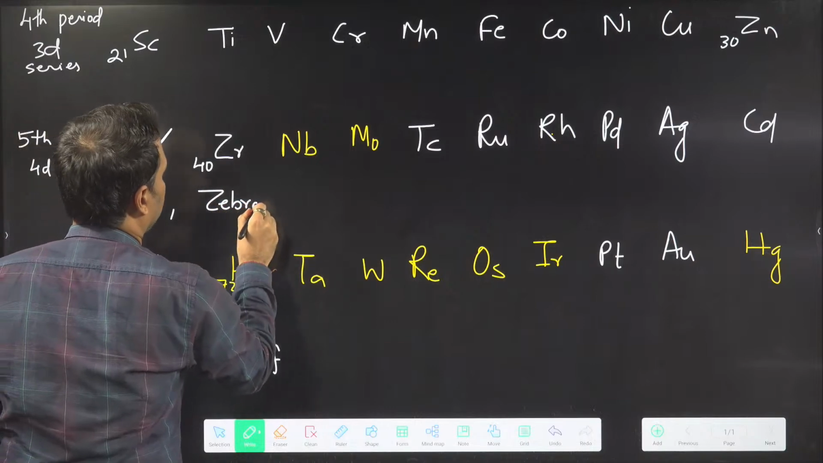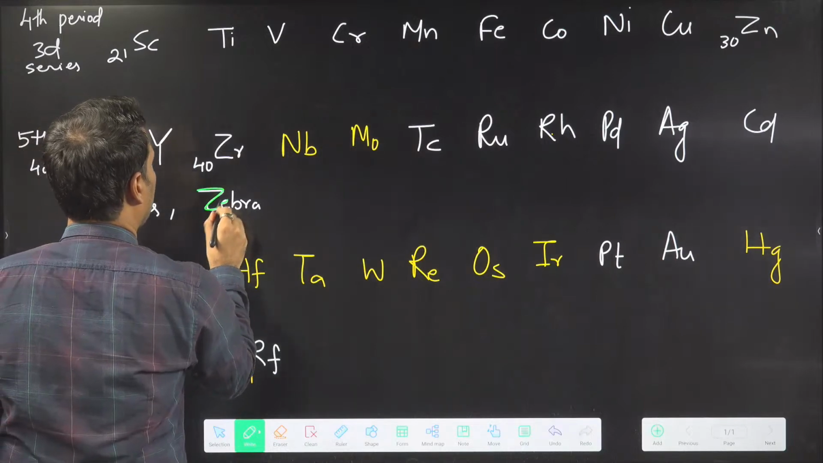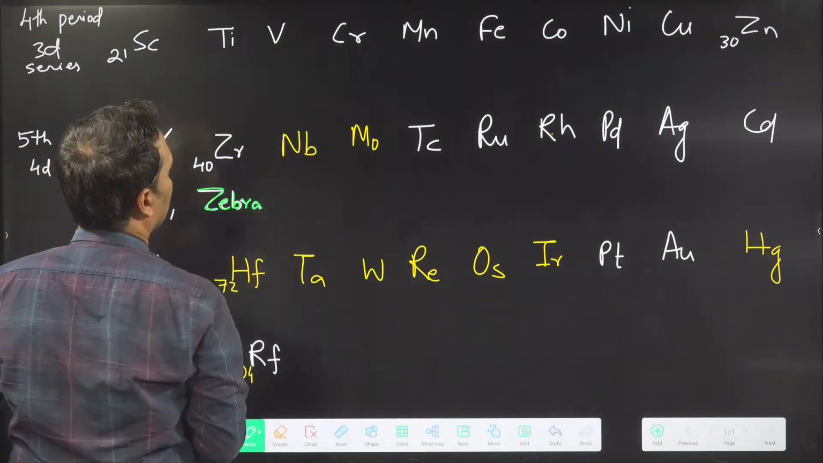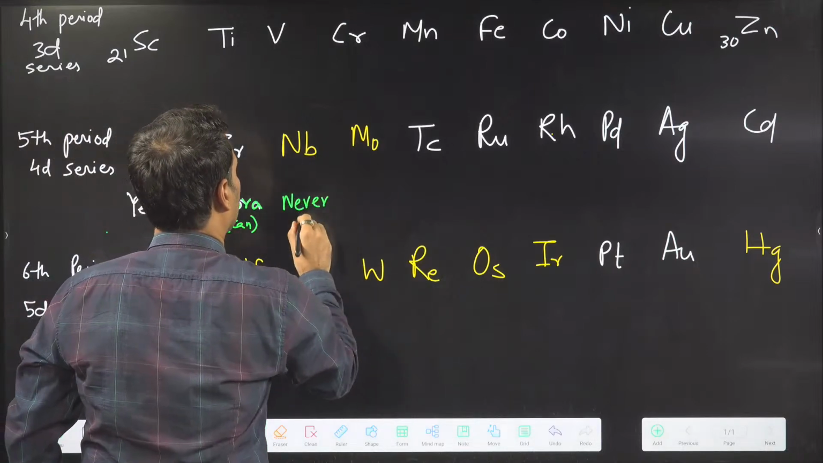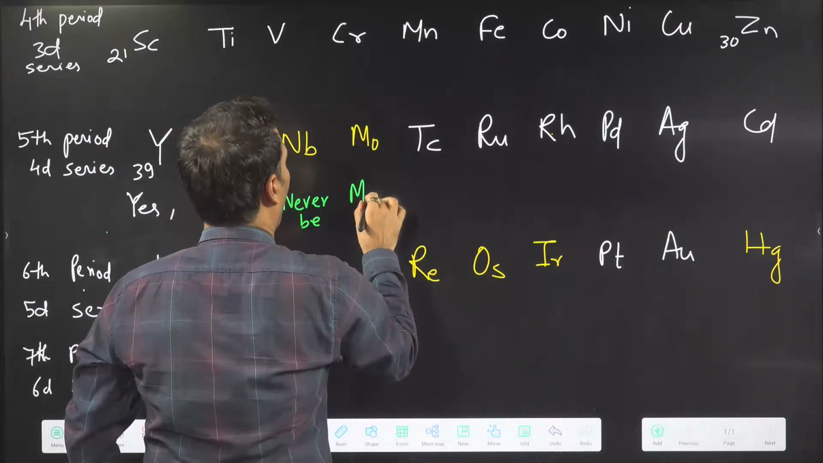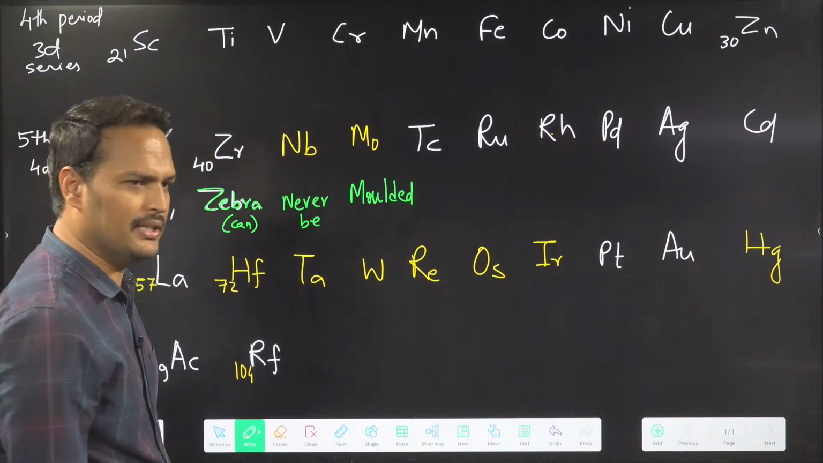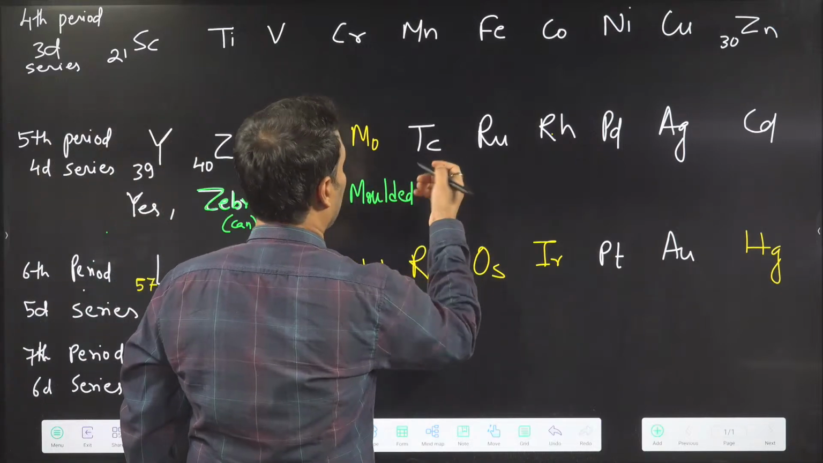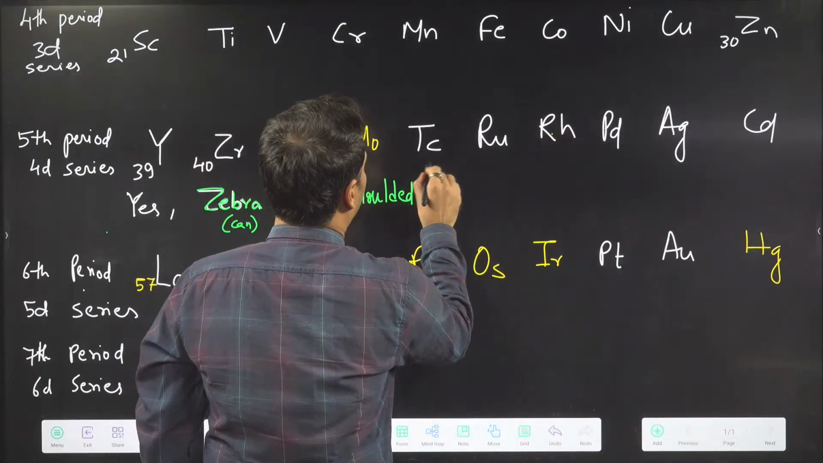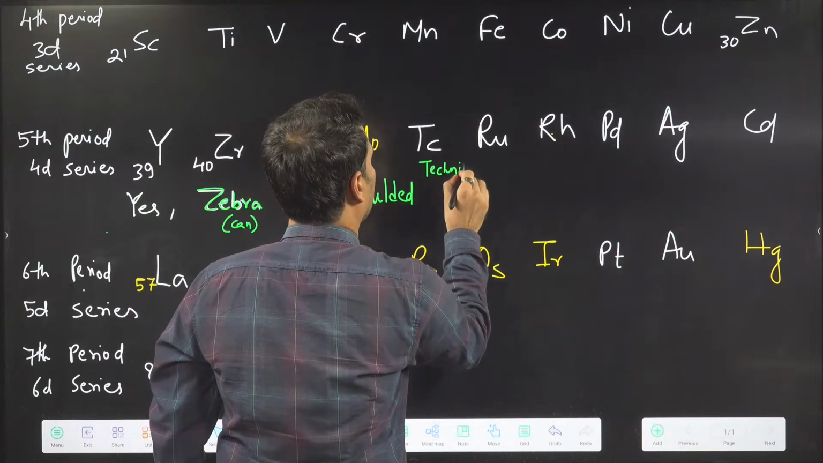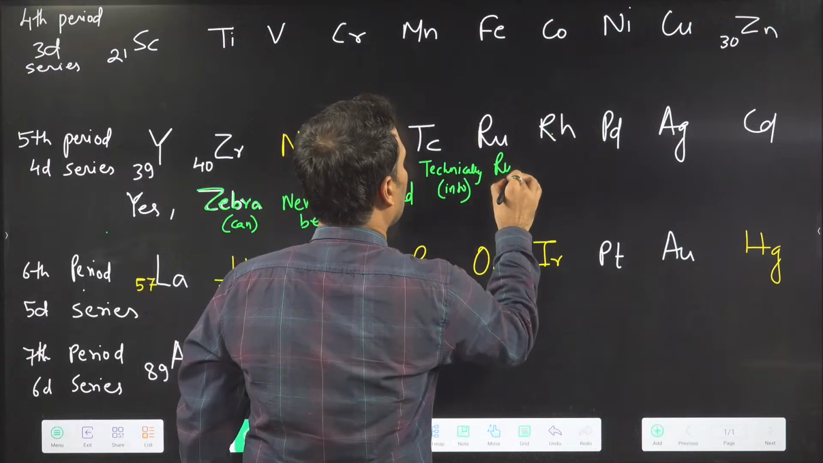So the shortcut was something like this. Let's change the color. Yes, zebra can never be molded technically into rude rhino. Have you heard this mnemonic before, last year? Those students are new; those who are old might have heard it.